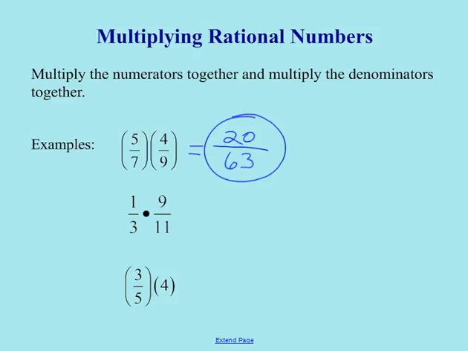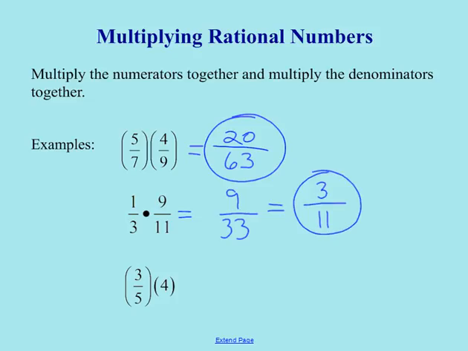Second example, 1/3 times 9/11. Again, multiplying the numerators together. 1 times 9 is 9. 3 times 11 is 33. Well, in this case, it's pretty obvious that 3 is a common divisor. 3 goes into 9 3 times. 3 goes into 33 11 times. So 3/11 is our final answer there.